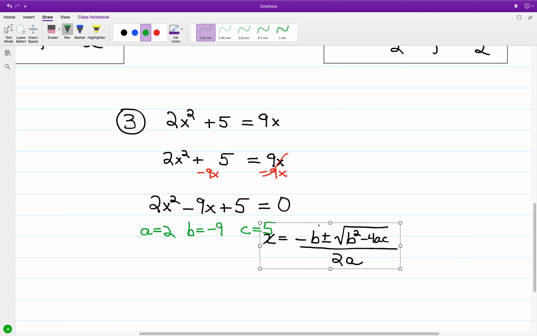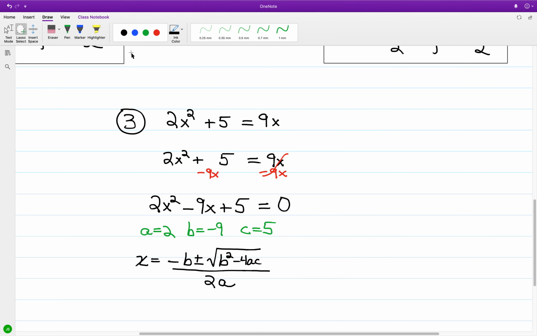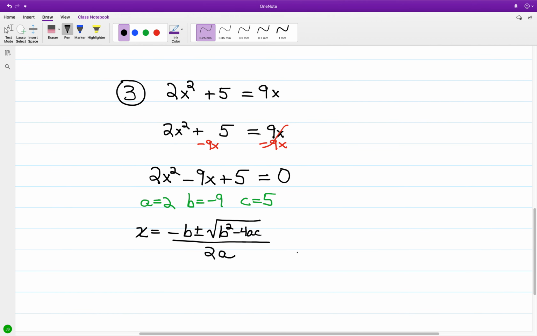And again, utilizing what I have with the quadratic formula, we have the tools at hand. For negative b, we have the negative of negative 9, and I have plus or minus the square root. With b squared, I have the square of negative 9, and minus 4 times 2 times 5. You have all over 2a, so you have 2 times 2.